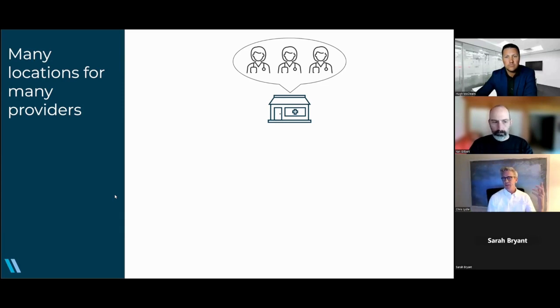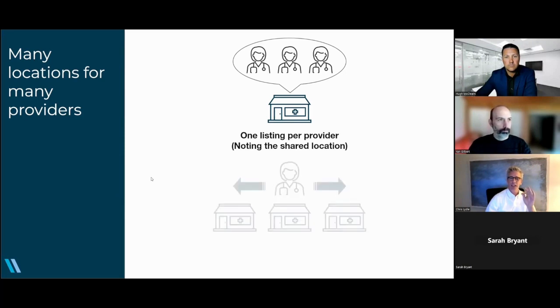So an analogy of this is like with malls. They allow the similar functionality for a mall. So I can say, yes, this is Banana Republic in Lenox Mall. So there's a listing for the provider, there's a listing for the practice, there's a listing for the store, there's a listing for the mall. Now, the converse of this, right? So again, we have one listing for provider that notes the shared location.